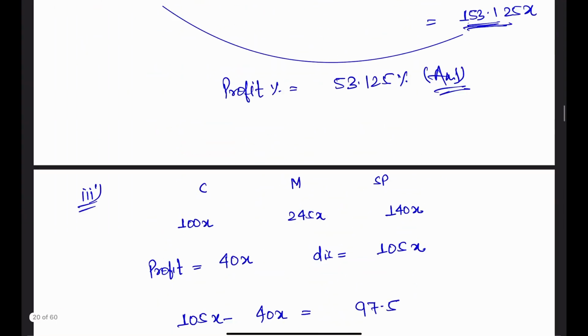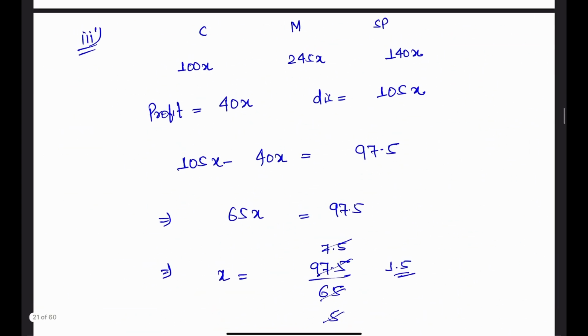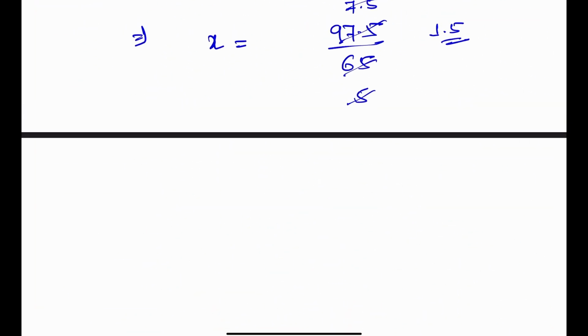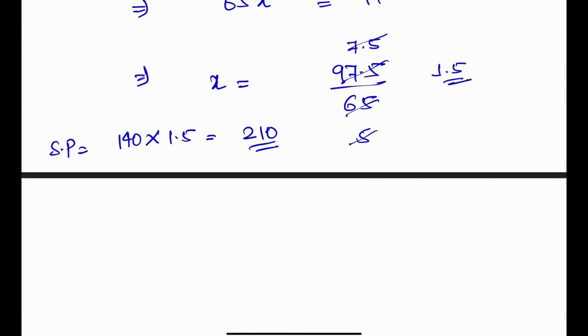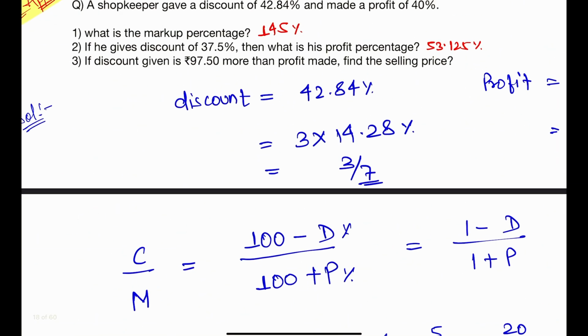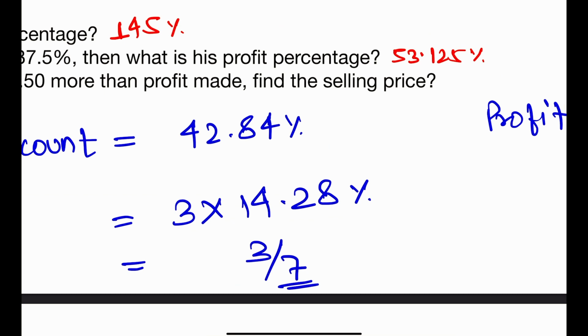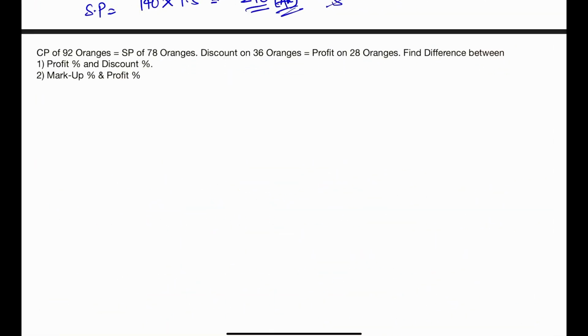Okay, and what is the question asking? Find the selling price. So my selling price is how much? 140x. So my SP is 140 into 1.5. So half of 40 is 70, so it will be 210. So the answer of this question is 210. Yeah, the answer of this question is 210. So this question is done.